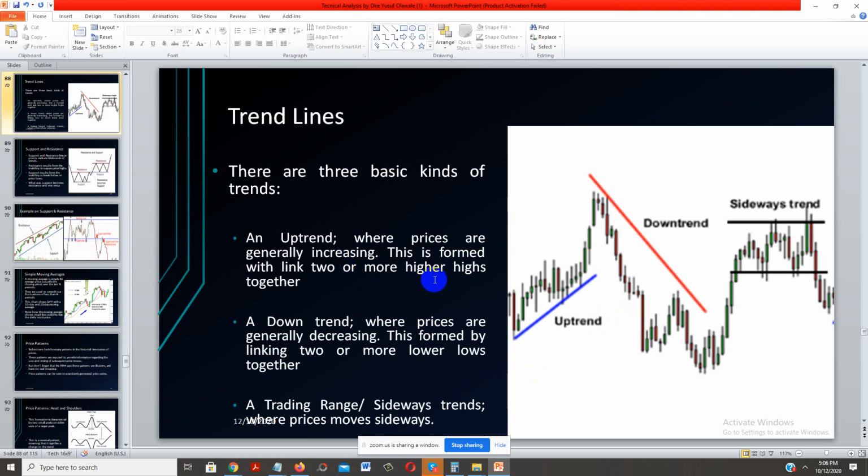Good. So I was talking about the downtrend and sideways. A trading range is a sideways trend where prices move sideways. Now if you look at the line here, this is an uptrend. This is actually the trend line, just using a line in your chart.